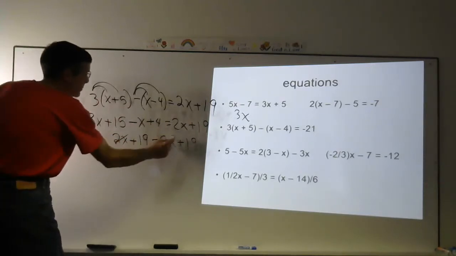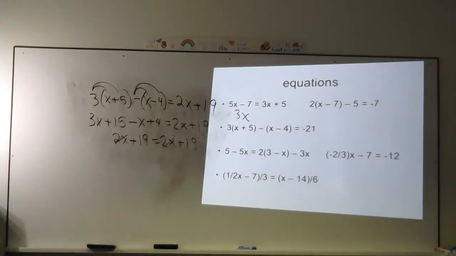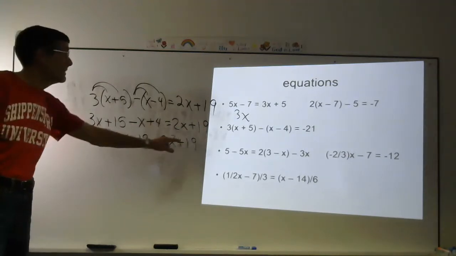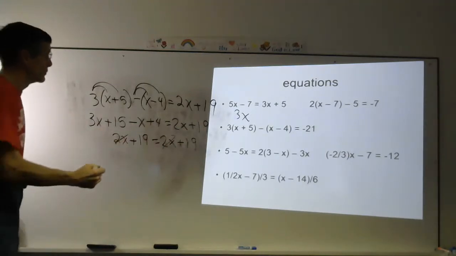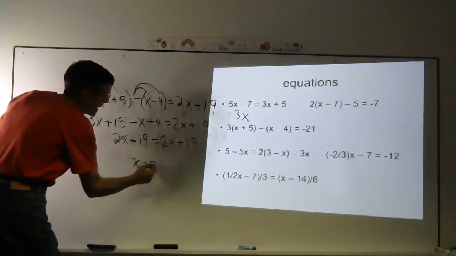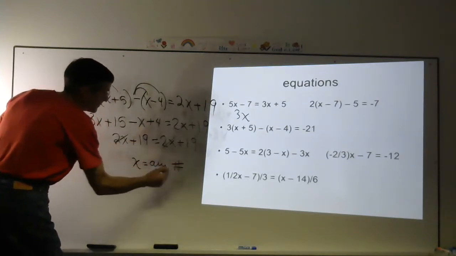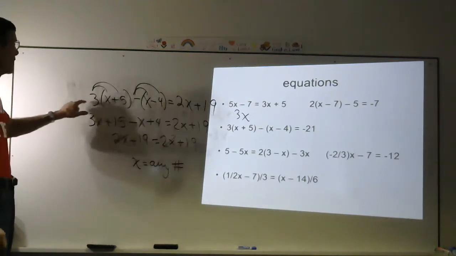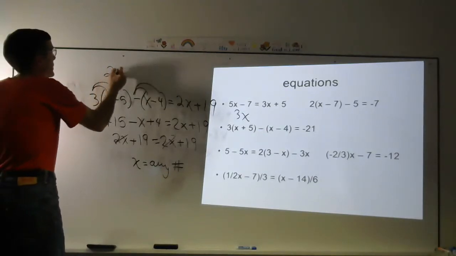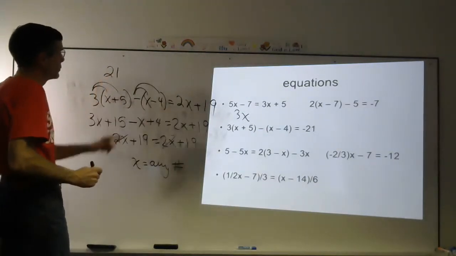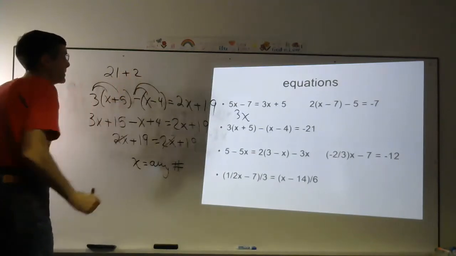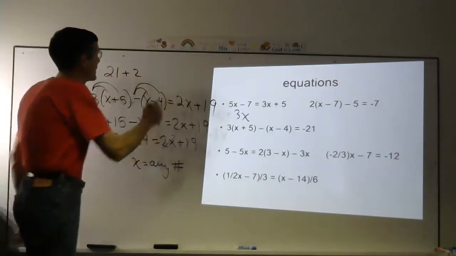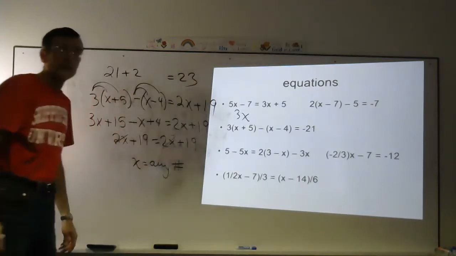When you subtract 2x, they go away, and you're left with 19 equals 19. And how often is that true? All the time. X could be any number. Any number whatsoever you pick. Okay? I don't care what you pick. How about 2? 2 plus 5 is 7 times 3 is 21. 2 minus 4 is negative 2. The opposite is positive 2. 2 times 2 is 4 plus 19 is 23.